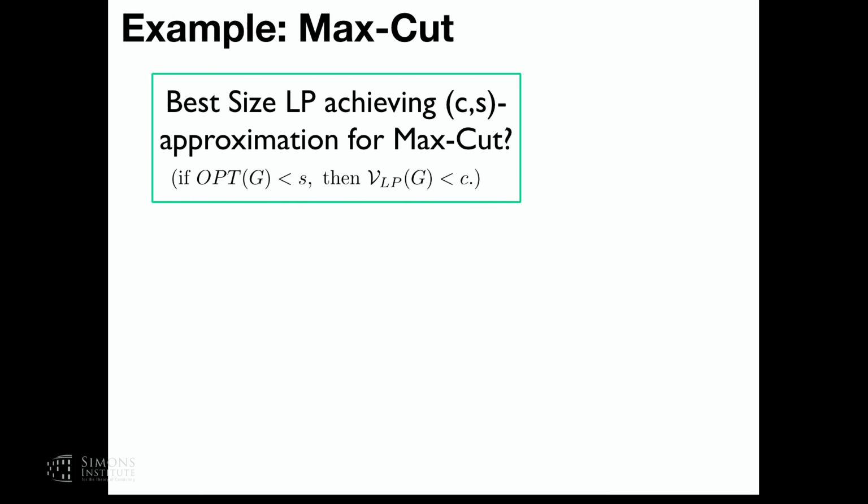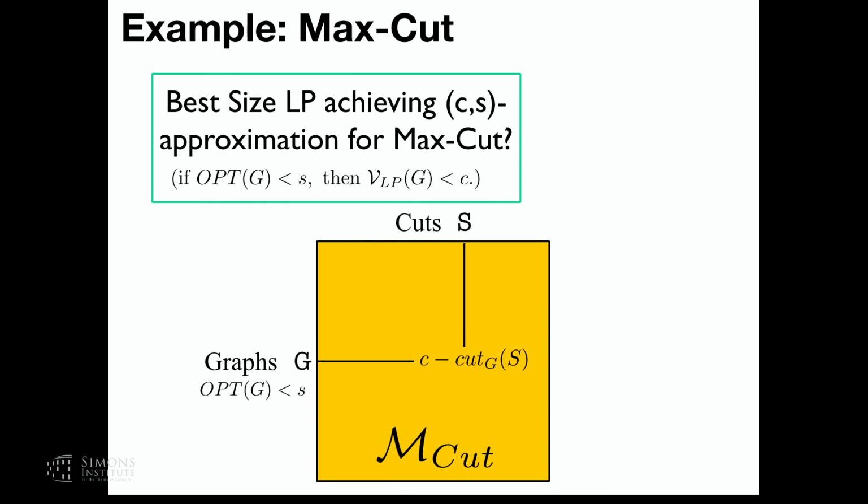And what's the best size LP for this problem? The best you can do can be characterized by the following matrix, which I'll call M cut. The rows are indexed by graphs whose best cut value is at most S. The columns are indexed by cuts, which are S. And the G, S-th entry is basically C minus cut G of S. Okay? And just from the definition, you can see that this is always non-negative.